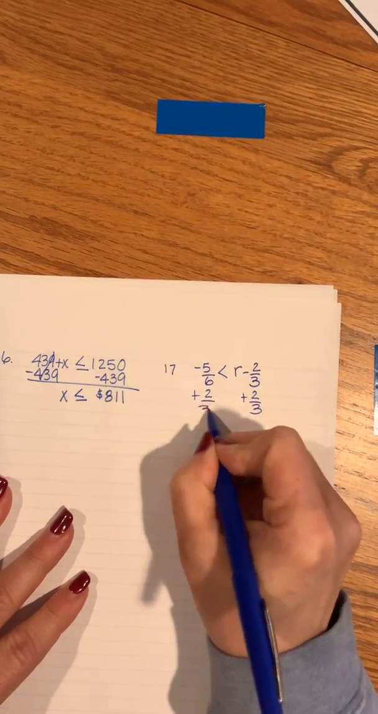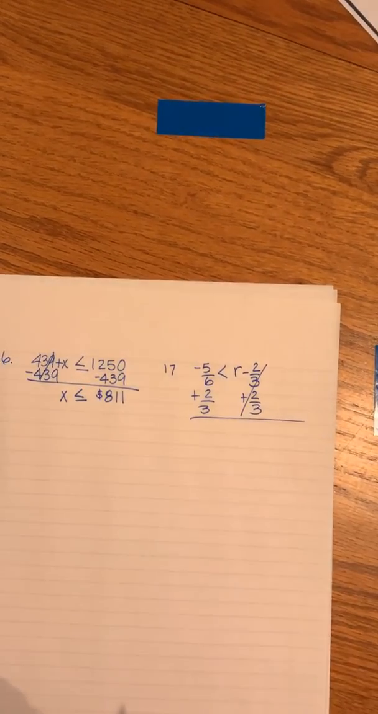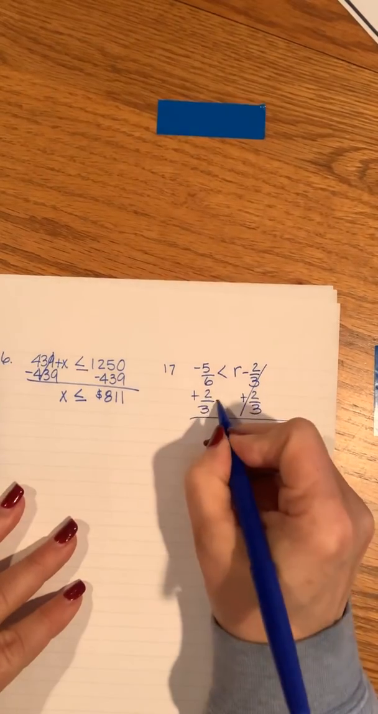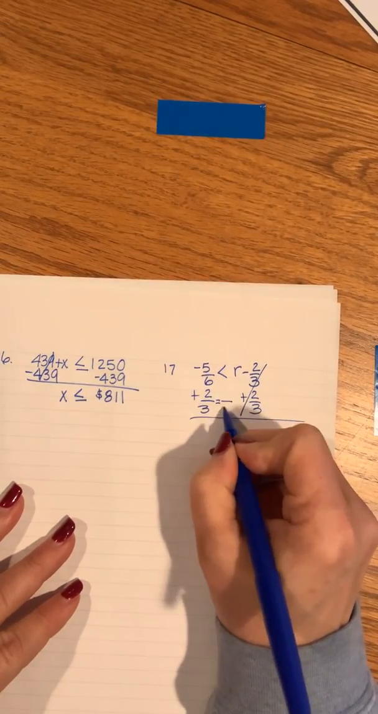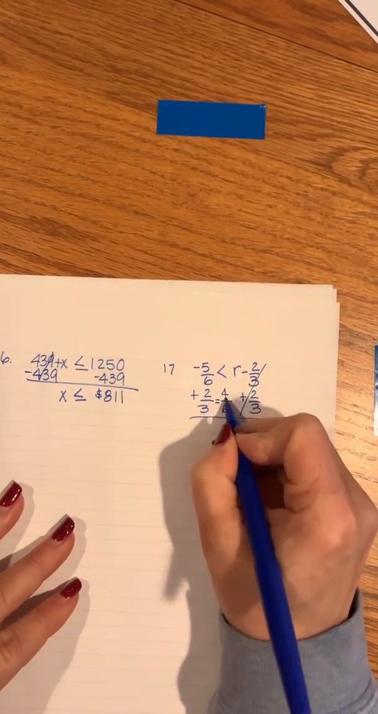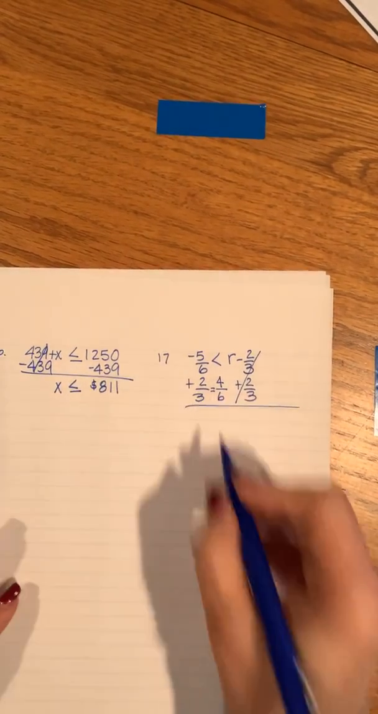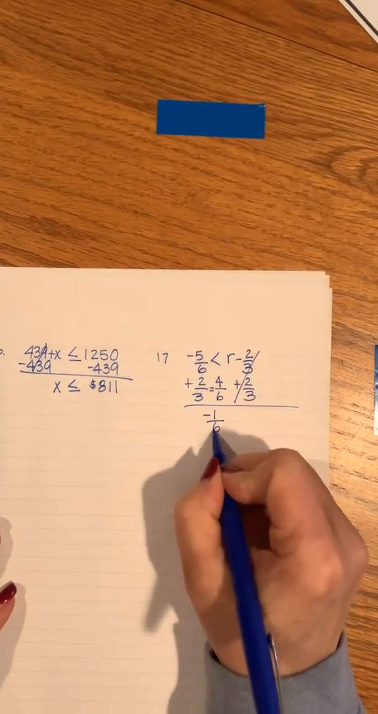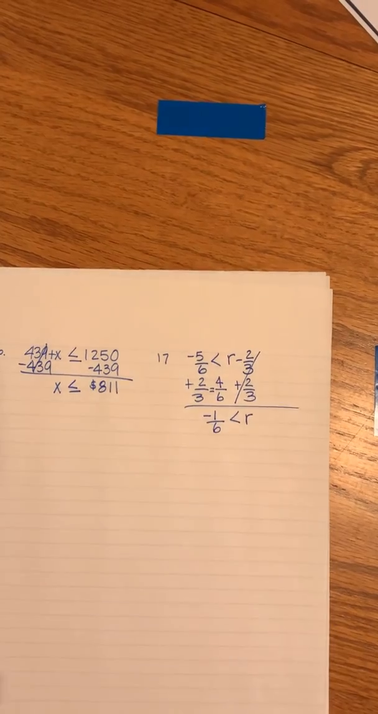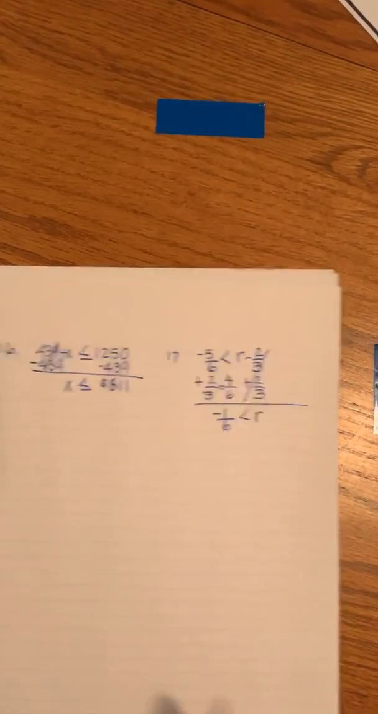So we are going to have common denominators. So I'm going to make that a 6, and that's going to be a 4. So now I have negative 5 plus 4, which is negative 1, and that is less than r.